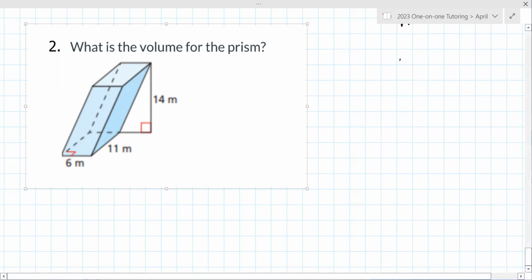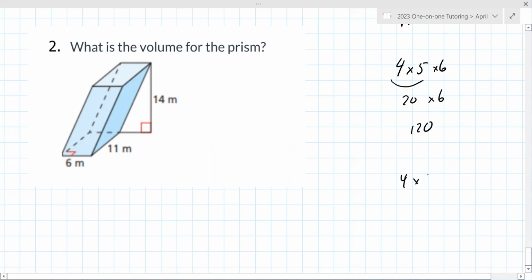To answer your question, think about something much simpler, like 4 times 5 times 6. 4 times 5 is 20, times 6 is 120. If we take 5 times 6, that's 30, and 4 times 30 is the same answer. So the order does not matter. We could even do 4 times 6 times 5, 24 times 5, which is 120. This is not a proof, but the order does not matter.